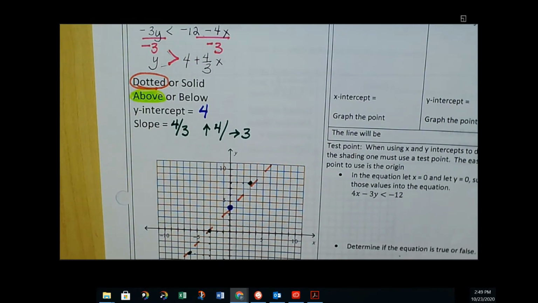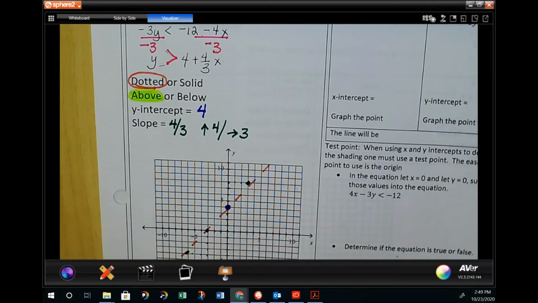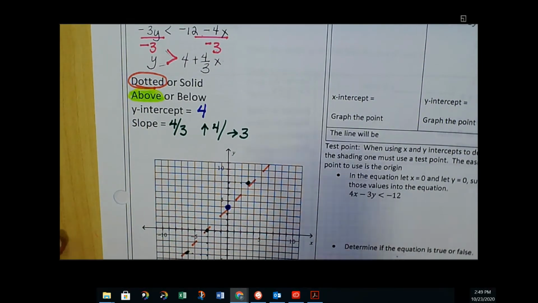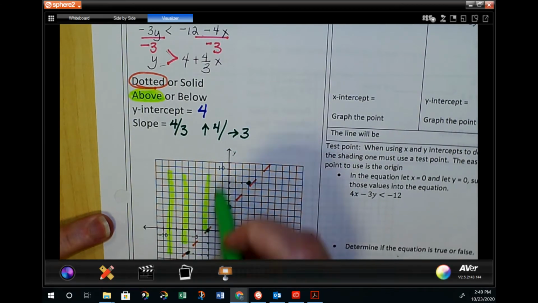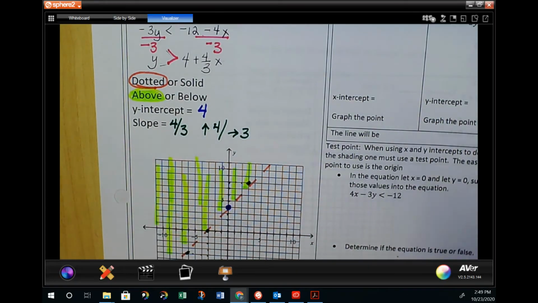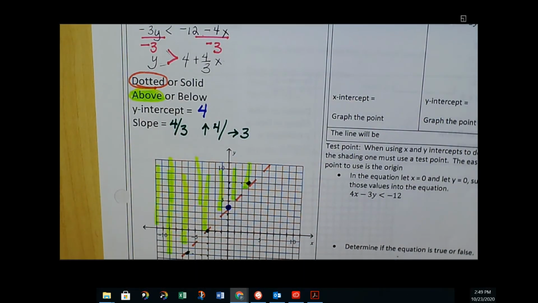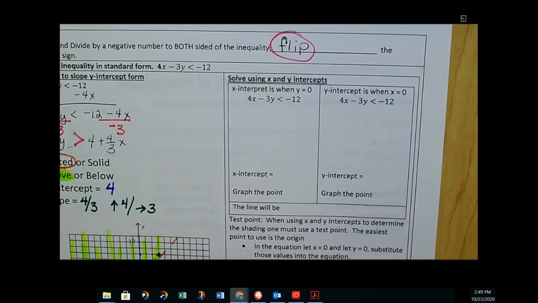And then it says, yeah, we're going to shade above this particular line. So I shade above because it's going to be everything that is greater. Remember, we had to flip it. So here's a new one.